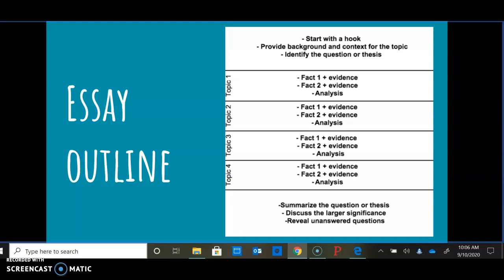And then for your final paragraph, you're going to summarize your thesis, discuss the big picture. The larger significance means the big picture, and reveal any unanswered questions. That means reveal anything that you've learned throughout this essay, throughout researching and things like that.